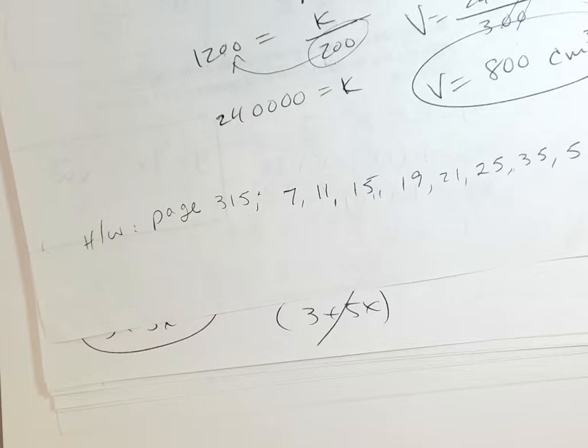I do, I like this class. Y varies inversely, so I get k over the cube root of x. Now this is the cube root, okay? X equals 64, y equals 5, okay? 5 equals k over the cube root of 64, which is 4.